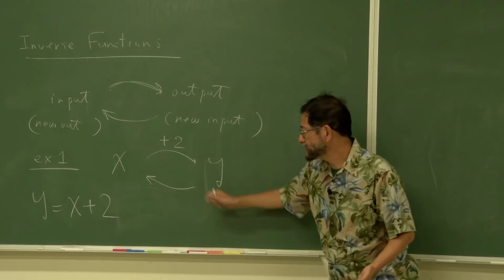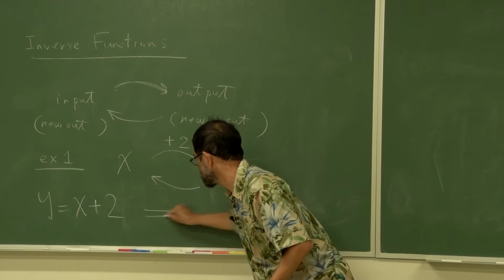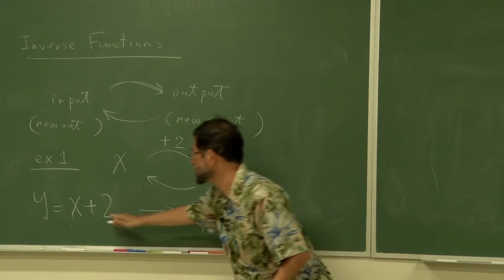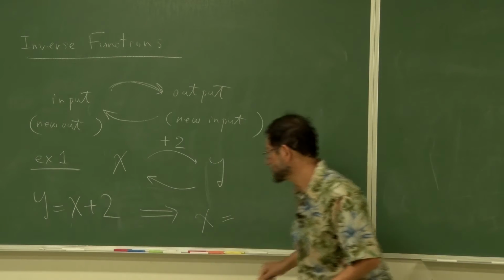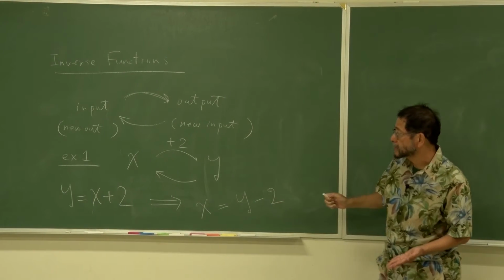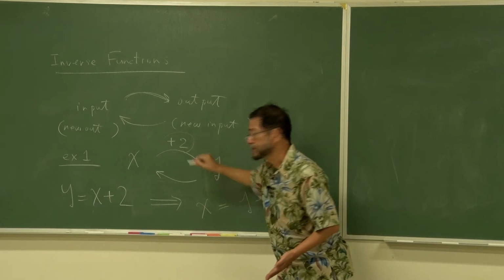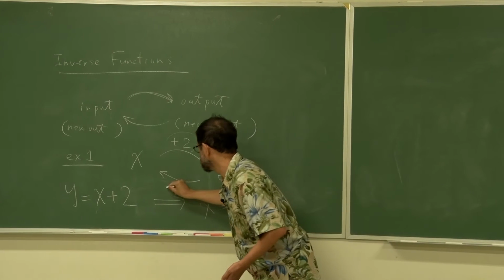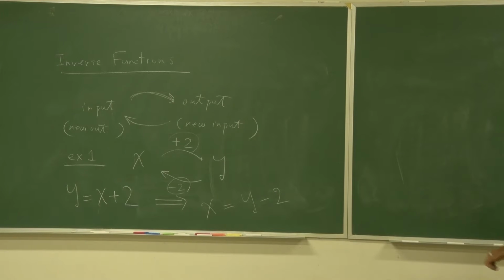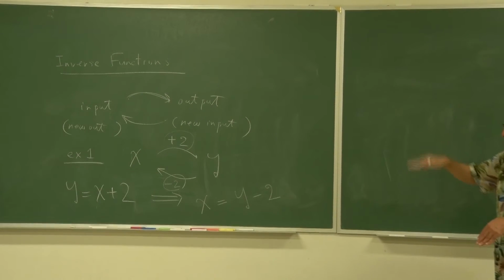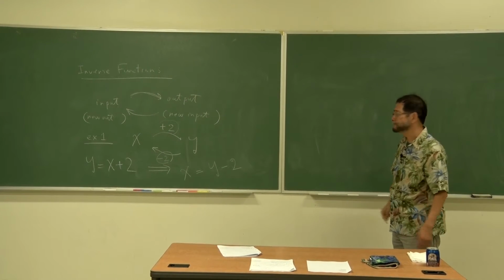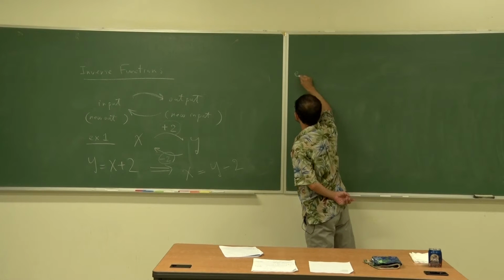So how do you express this? You simply solve this for x. So x is equal to, you simply move plus 2 over, so x is equal to y minus 2. In other words, the inverse of the adding-two function is subtracting 2. So as you intuitively see, add 2 and then subtract 2, they are inverses of each other. Let's look at another example.